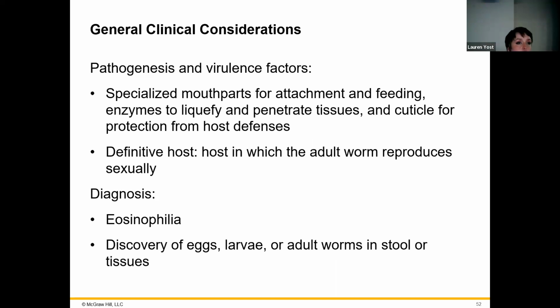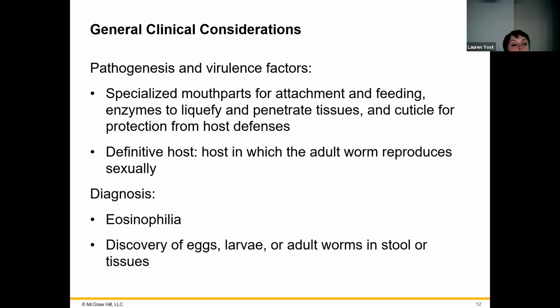Most of these are multicellular organisms. They have mouth parts, they have intestinal tracts and everything like that. And they will cycle from egg to larvae to larger, adult versions and there's all sorts of steps in between. Some of them require an intermediate host, but the definitive host is the host where we have sexual reproduction occurring. How do we diagnose these infections?